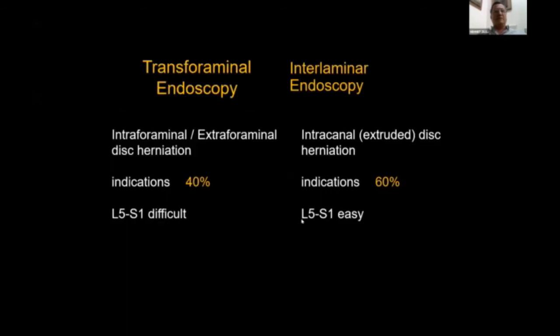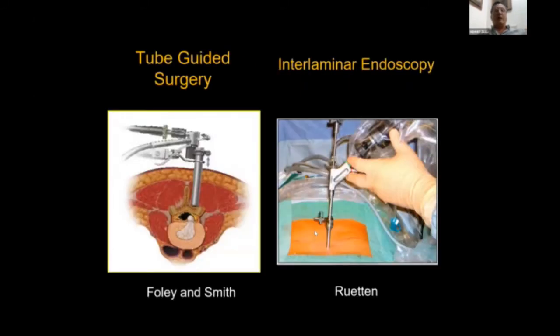One example: if you look at transforaminal endoscopy and interlaminar endoscopy, interlaminar endoscopy actually has more indications than transforaminal, and L5-S1 is difficult for transforaminal. However, interlaminar is easier for L5-S1. One note is that you can also perform an interlaminar endoscopy using a full endoscopic system with water irrigation.